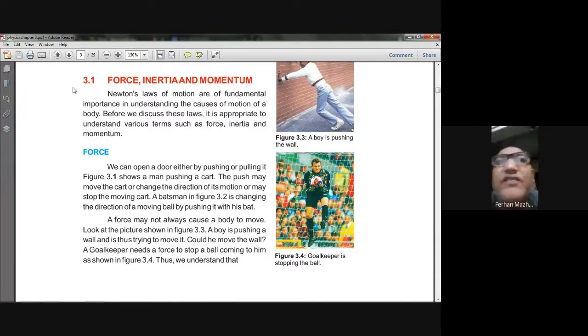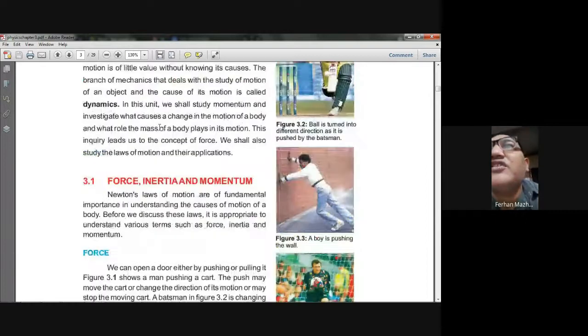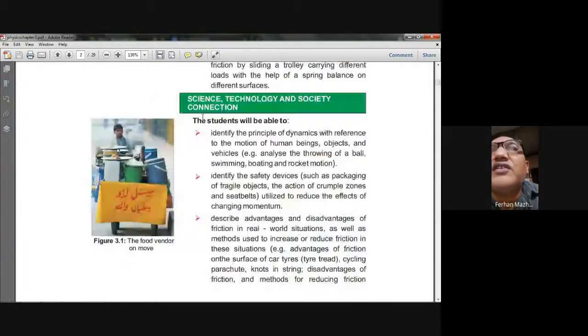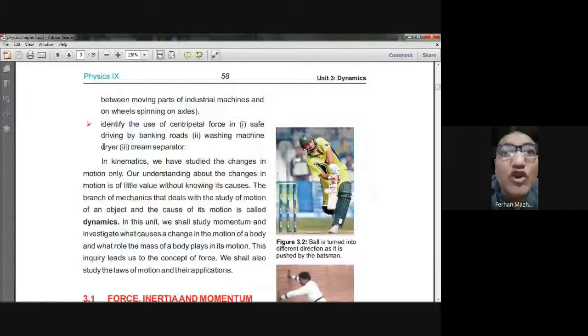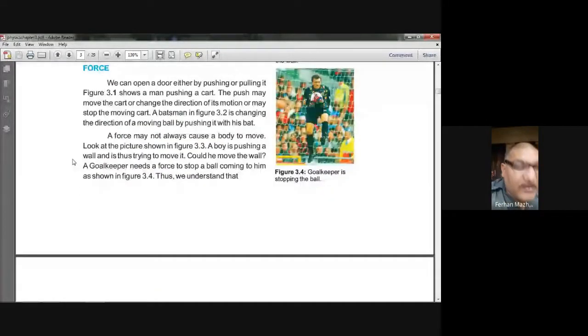Figure 3.1 shows a man pushing a cart. Let me see 3.1. Okay, here we have the diagram 3.1, the food vendor on move, showing a man pushing a cart. The push may move the cart or change the direction of its motion. Yes, the magnitude of the motion will change, I mean the speed will change, or the direction of the motion can also change, or it may stop the moving cart.